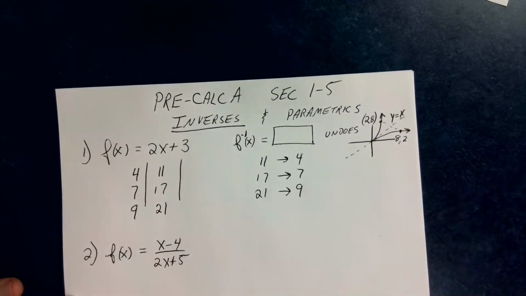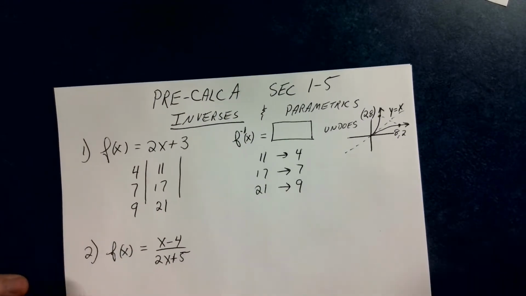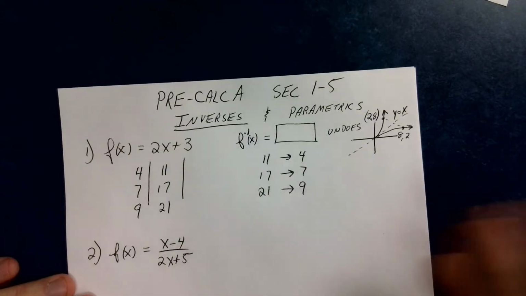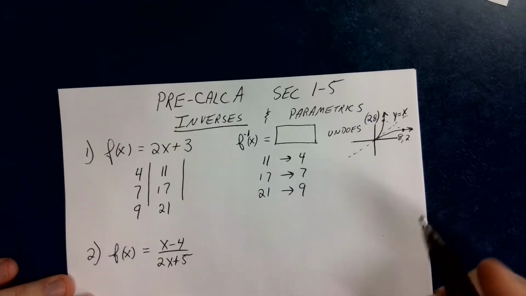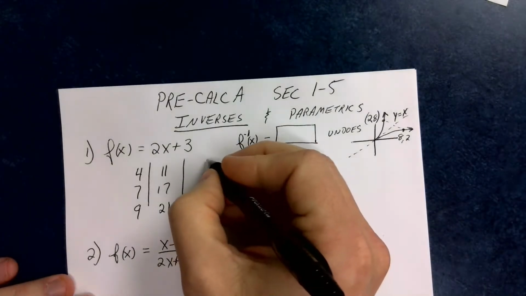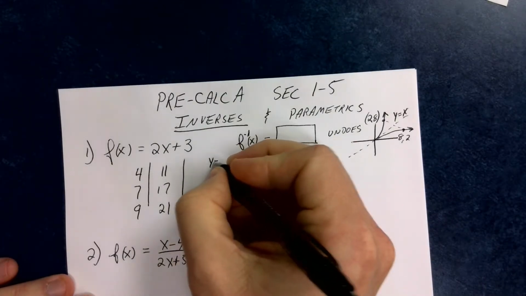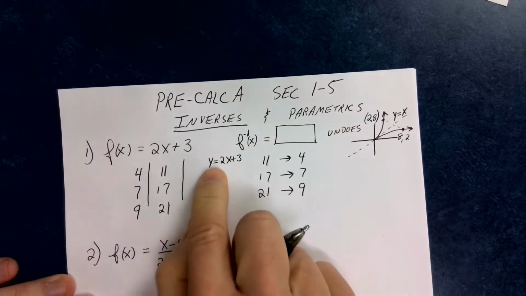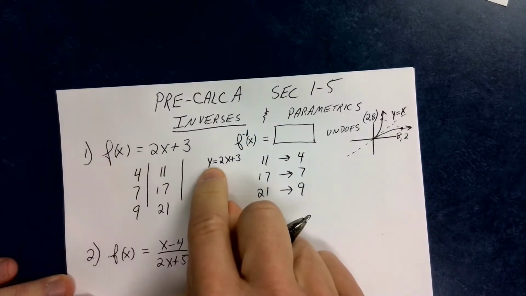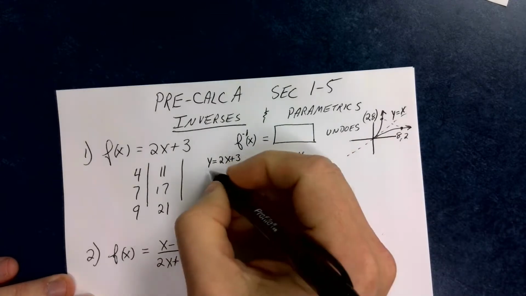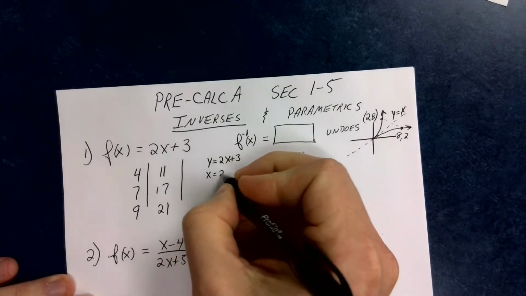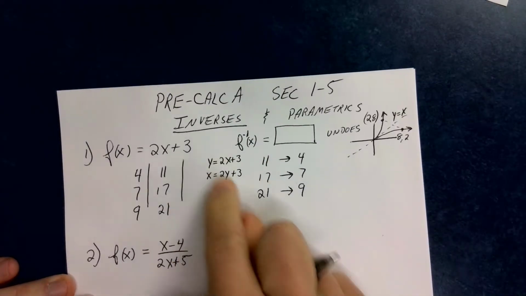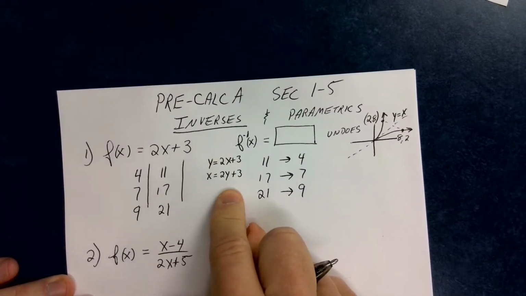Good deal? Now, how do I go about finding an inverse function? In class, we'll play a guessing game and try and do some things like that. But I'm going to kind of show you the math that's involved right now. First thing I'm going to do is rewrite it as y equals 2x plus 3. So instead of f of x, I'm going to write a y. I'm going to take the x and the y, and I'm going to exchange their places.